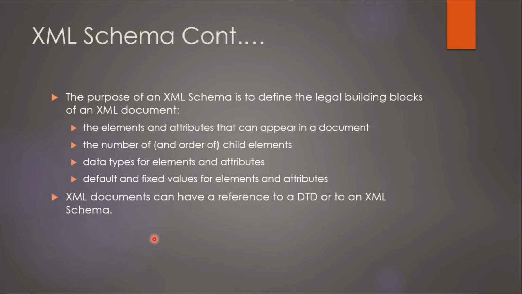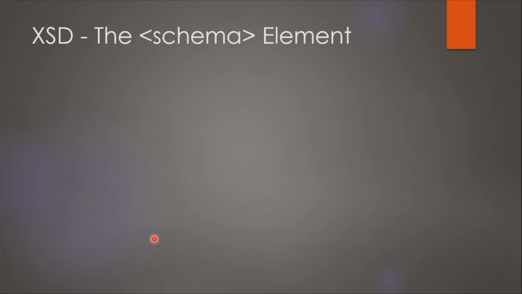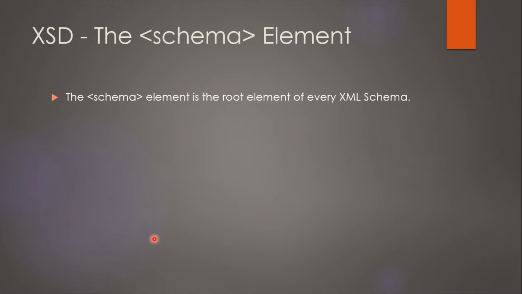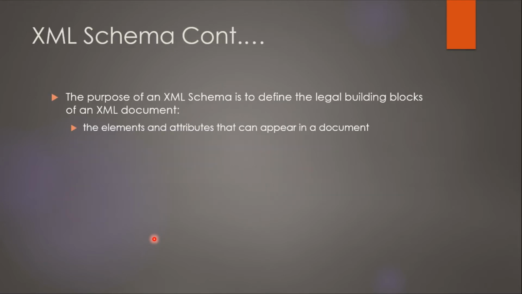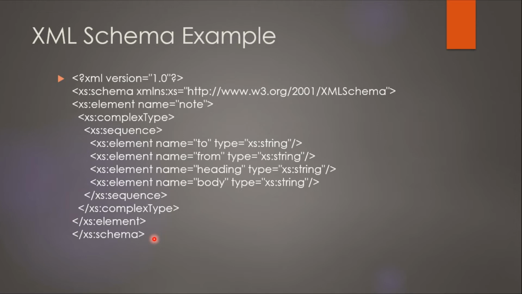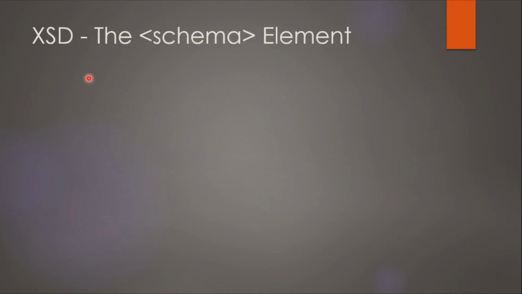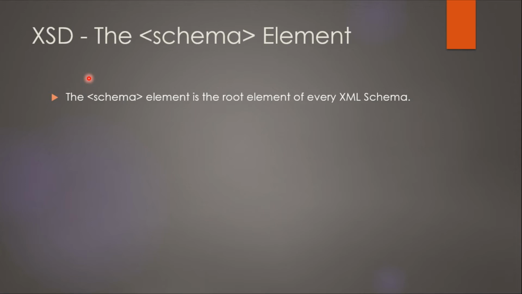Now XSD, the schema element. What does the XML schema, or the schema tag, do? The XML schema element is the root element of every XML schema. Just check the example. This is the XML schema, and this is the root element of an XML schema or XSD. Now this is the simple XML schema structure. The schema element is the root element of every XML schema.